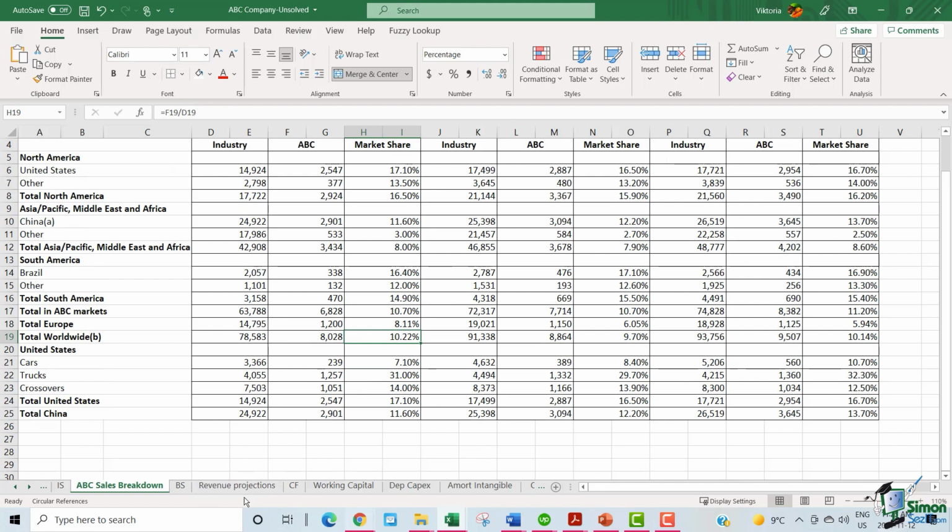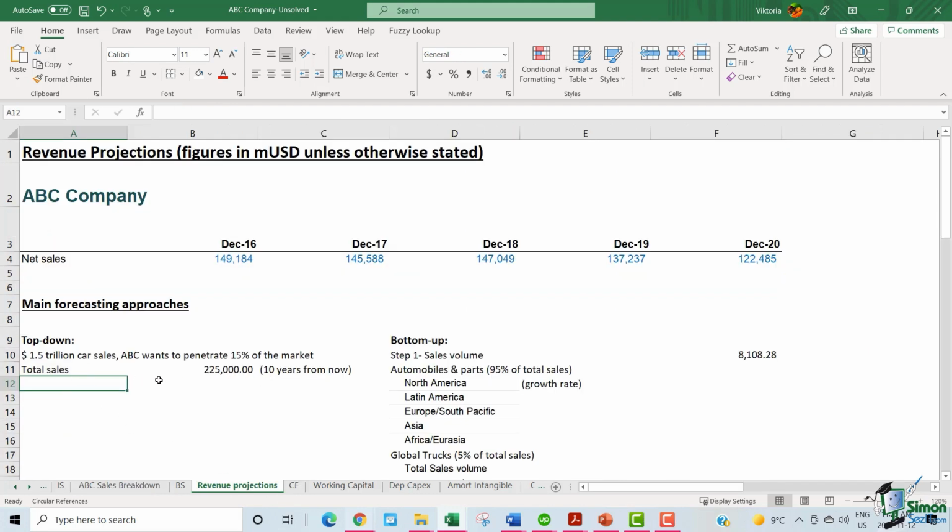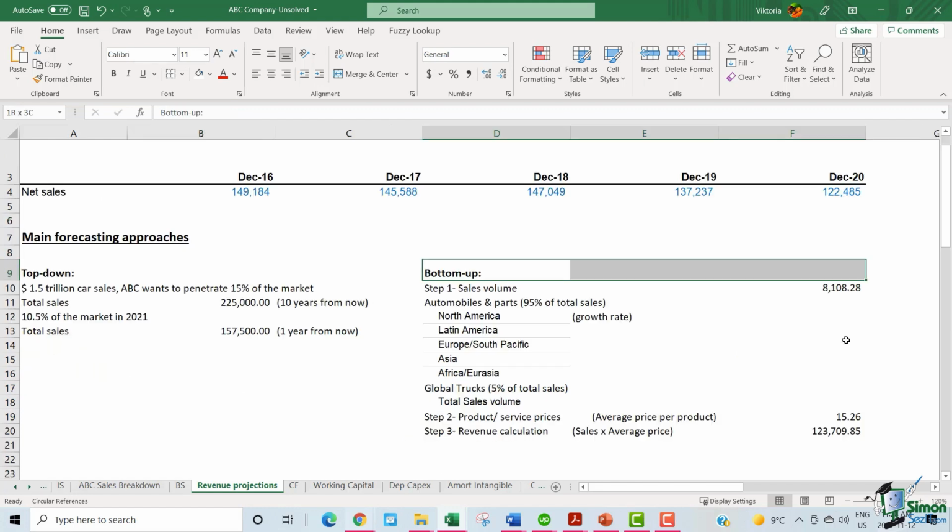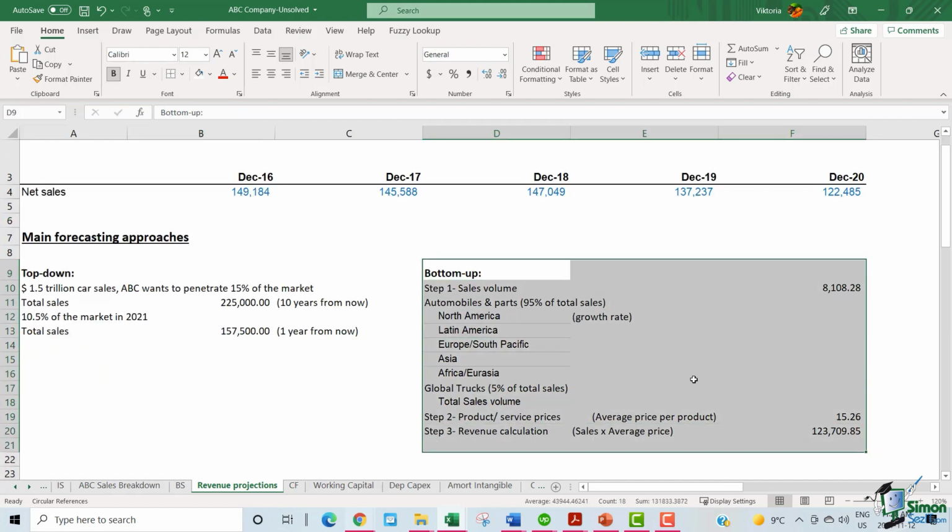In order to be more realistic, the management can say that we want to achieve 10.5% of the market in 2021. In this case, the total sales are then $157,500. This is slightly more realistic, especially if we consider that the net sales in 2016 were at $149,000.